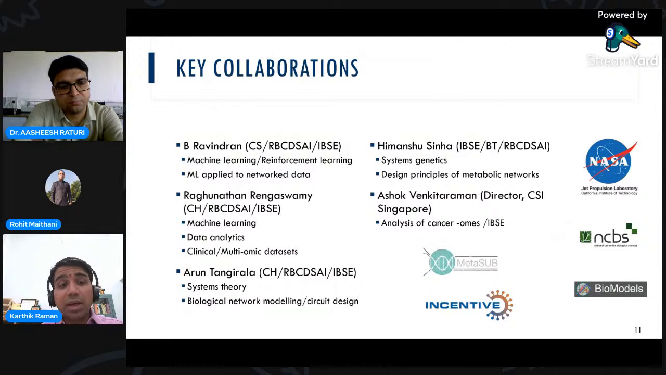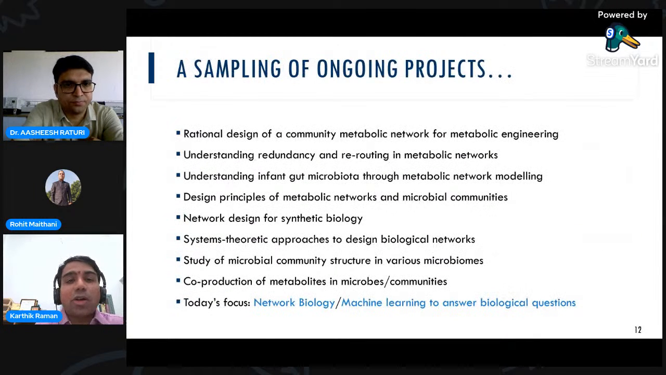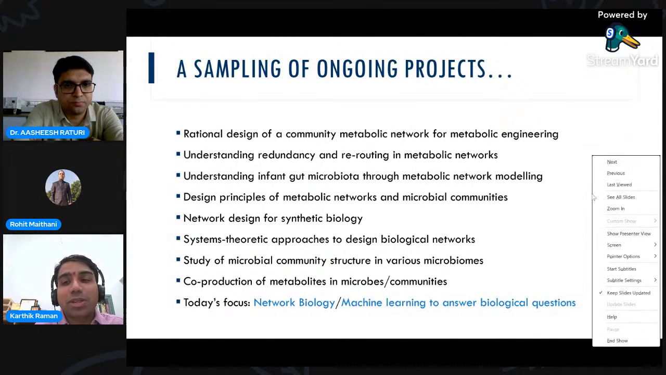And all of this work is possible because we have a wide array of collaborations, both within the institute and outside. These are some of our collaborators, and they played a significant role in developing the work that we do in our lab. Here is a sampling of ongoing projects for those interested.